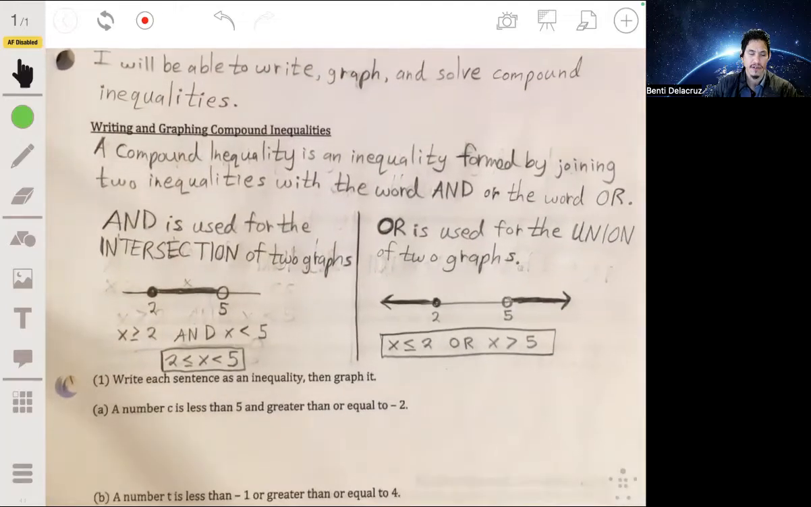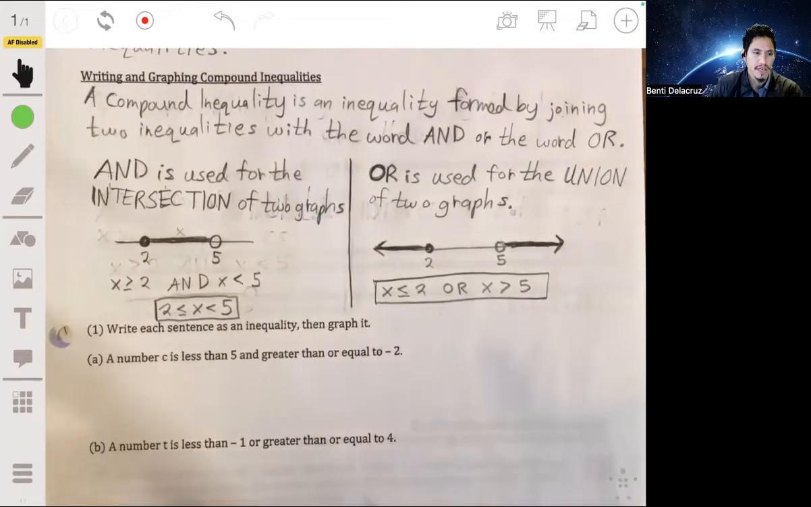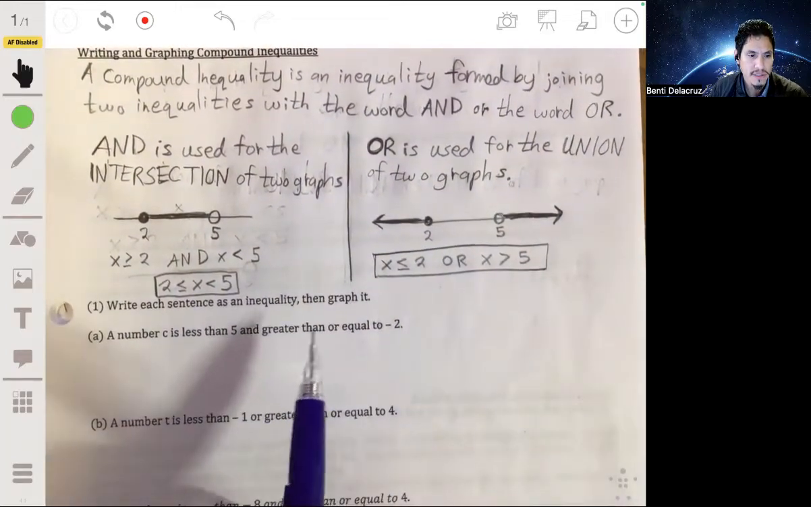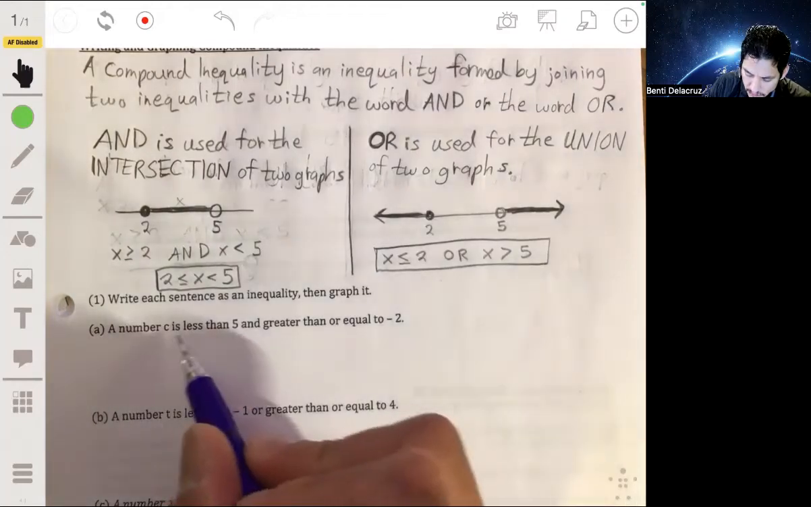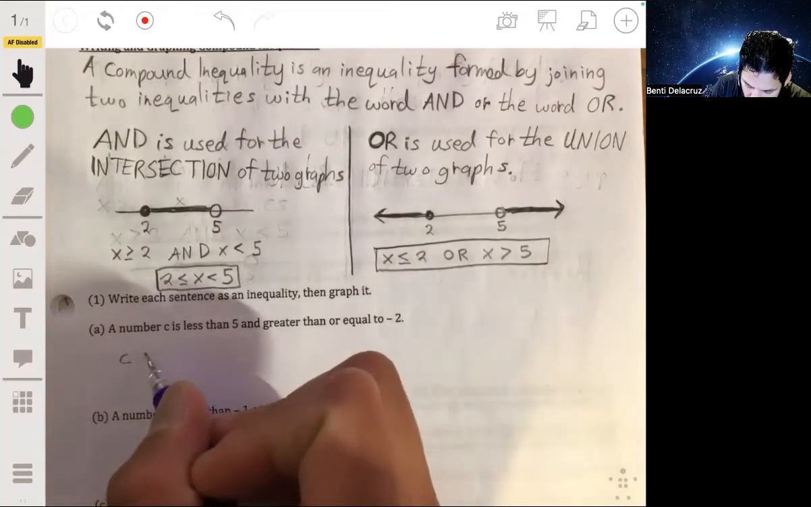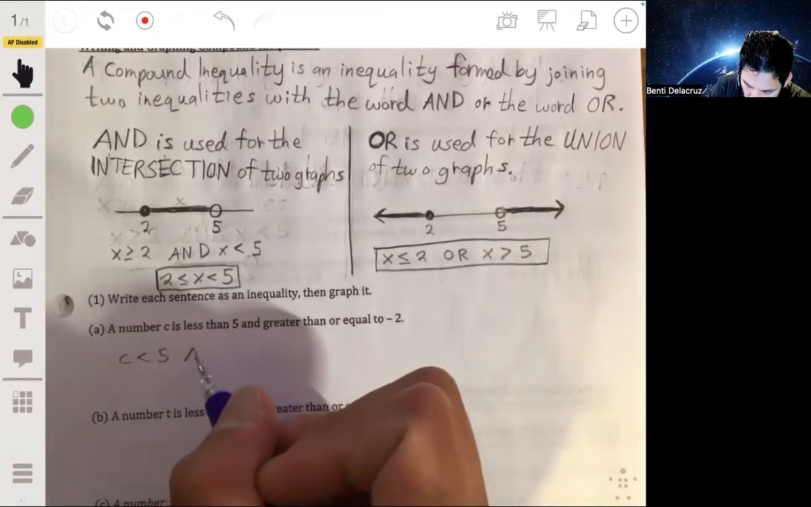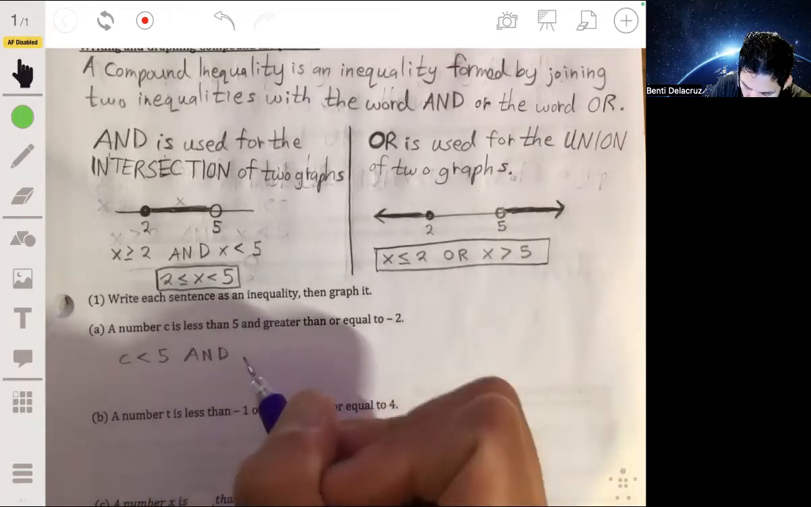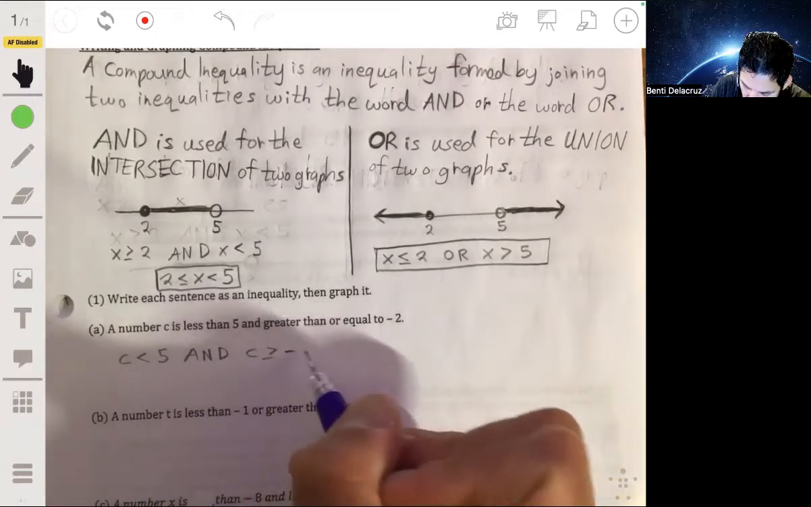Okay, so let's practice identifying these. We're going to write each of these sentences as an inequality, and then we're going to graph them. So number C is less than 5, and it's greater than or equal to -2. So C is less than 5, and C is greater than or equal to -2.